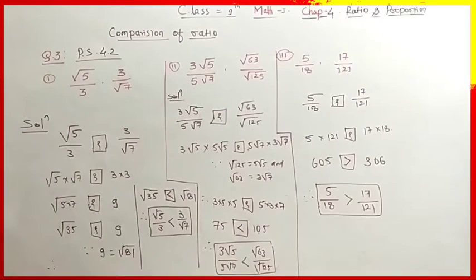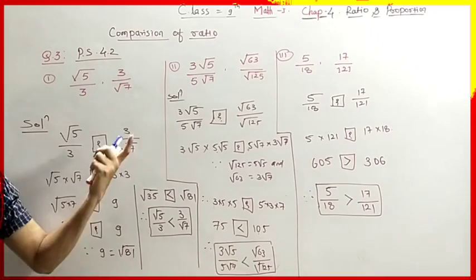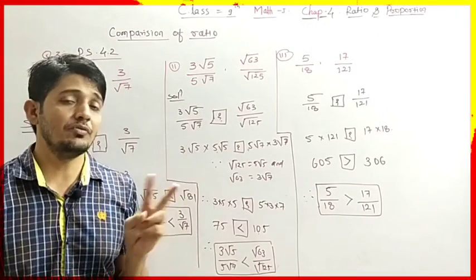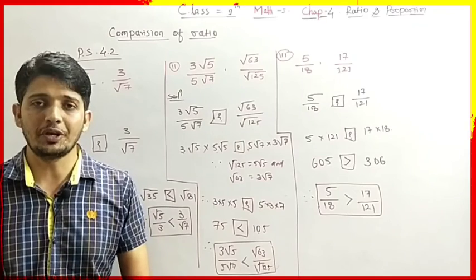So students, this is the way we compare the given pair of ratios. So write down this part, and in this same question we have two more questions. They are homework 5.